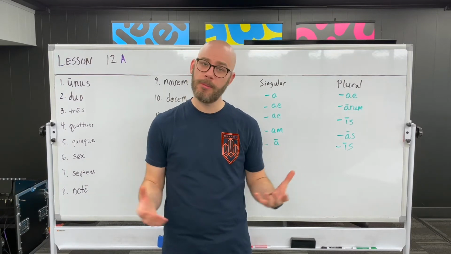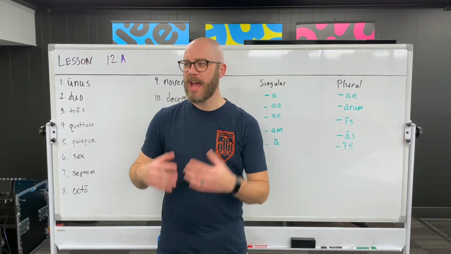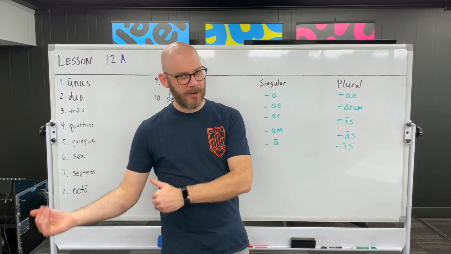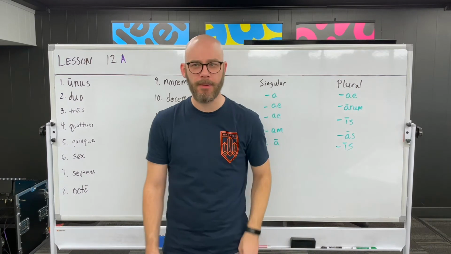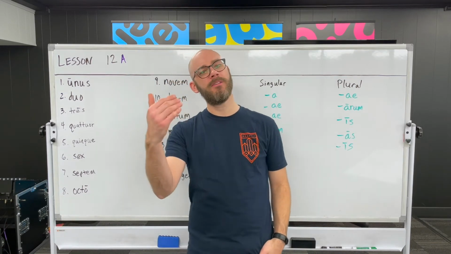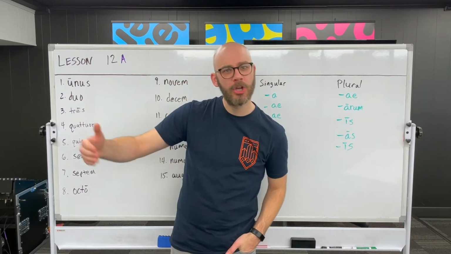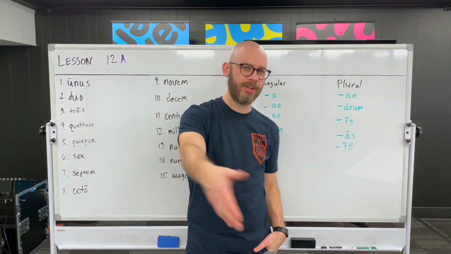Bo, bis, bit, bimus, bitis, bunt. So not "I go," that's present tense, but "I will go," that's the future tense. And then you learn the imperfect tense, right? Bam, bas, bat, bamus, batis, bant. That's "I was going, you were going," something like that.